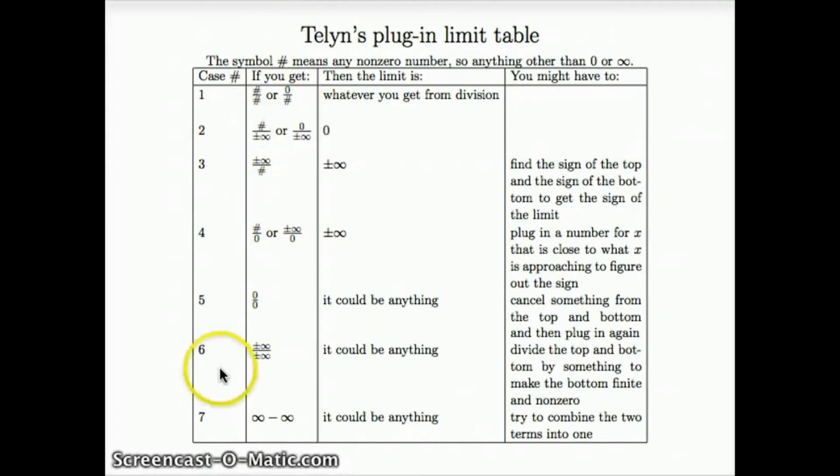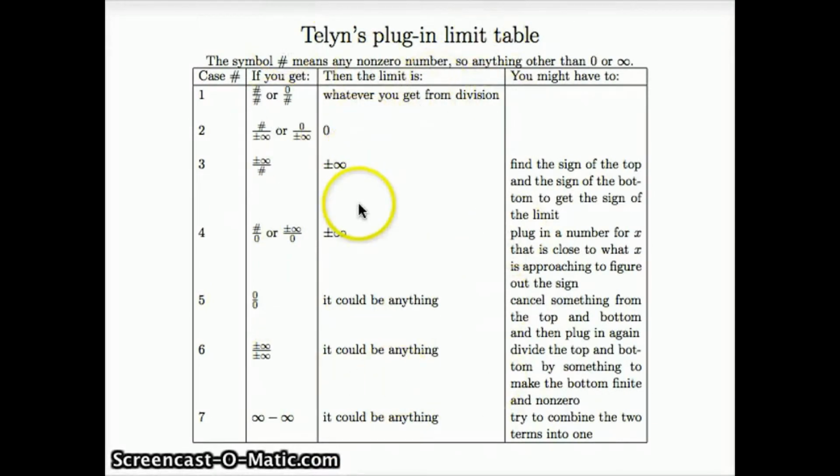The second column here tells you how to tell what case you're in. So just to mention in these formulas, this number sign symbol means any non-zero number. So either something is 0 or infinity or a non-zero number. So for example, if you plugged in and you got like 2 over 0, that would tell you you'd be in case number 4. The third column here tells you what the limit could be.